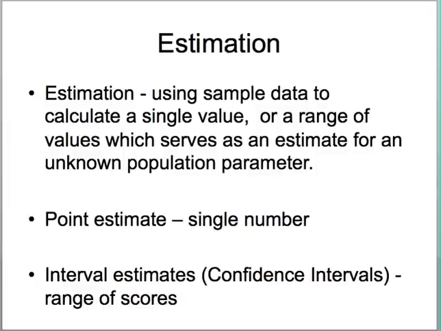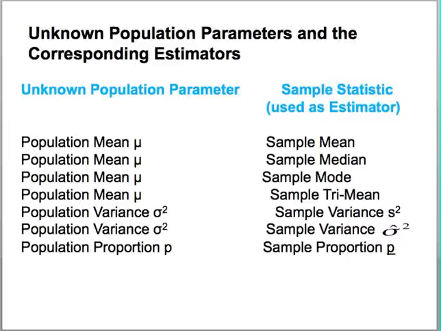Now, estimation uses sample data to calculate a single value or a range of values that serves as an estimate for an unknown population parameter. The point estimate is a single number, while interval estimates, which we commonly refer to as confidence intervals, are a range of numbers.